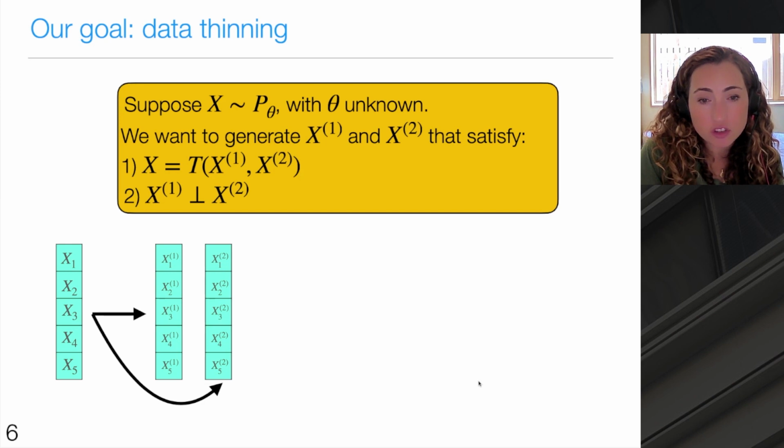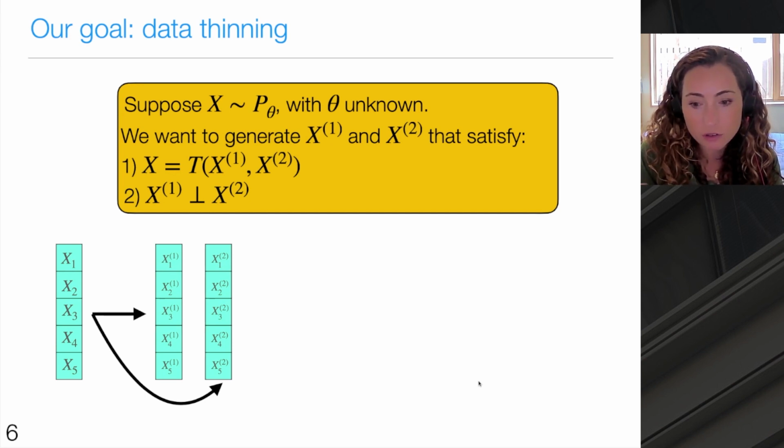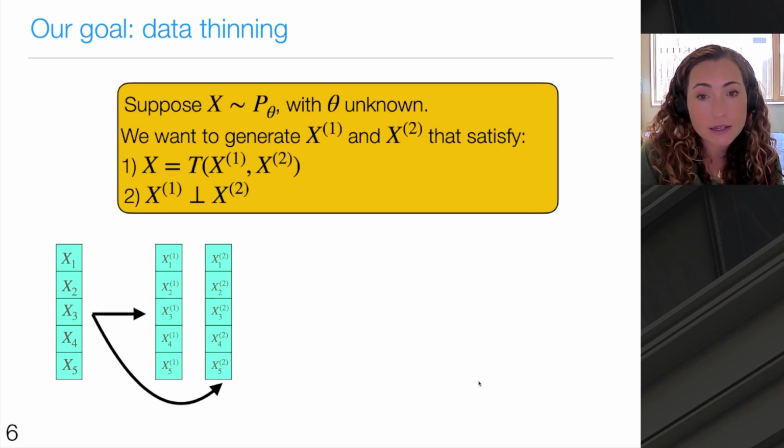Okay, and our goal is to generate x1 and x2 that satisfy two properties. I want x to be equal to some function T applied to x1 and x2. Here, capital T is a deterministic function. And what I'm saying with this requirement that x equals T of x1, x2 is that I want to be able to recover x from x1 and x2. Once I have x1 and x2, I haven't lost any of the information in x because there's a mapping from x1 and x2 that will take me back to x. And second, I want x1 and x2 to be independent. This is important because I want to be able to treat x1 and x2 as training and test sets. So I want them to be independent.